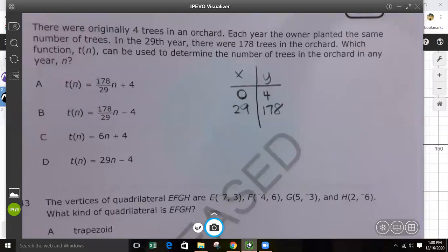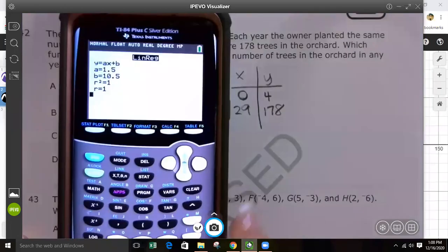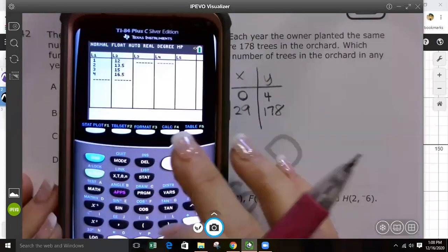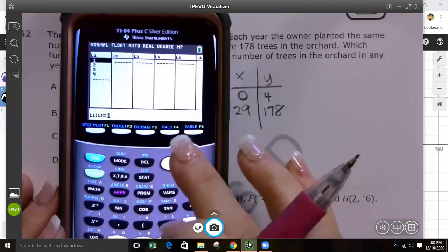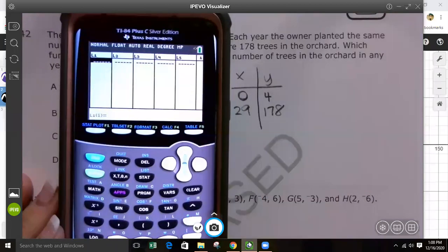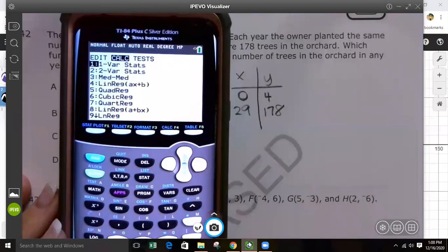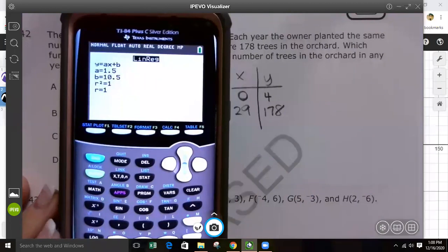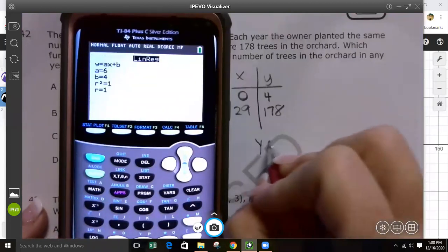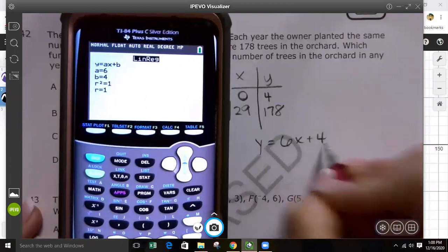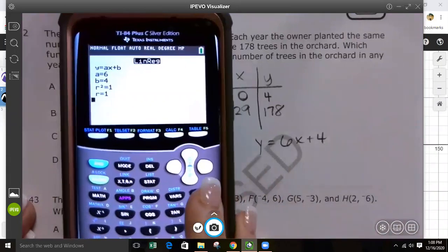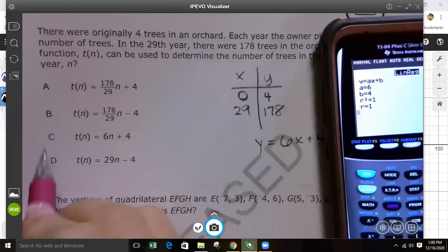So we make our own chart. We go into our calculator and we edit. We had 0 and 29, 4 and 178. And we get y equals 6x plus 4. So your answer is C.